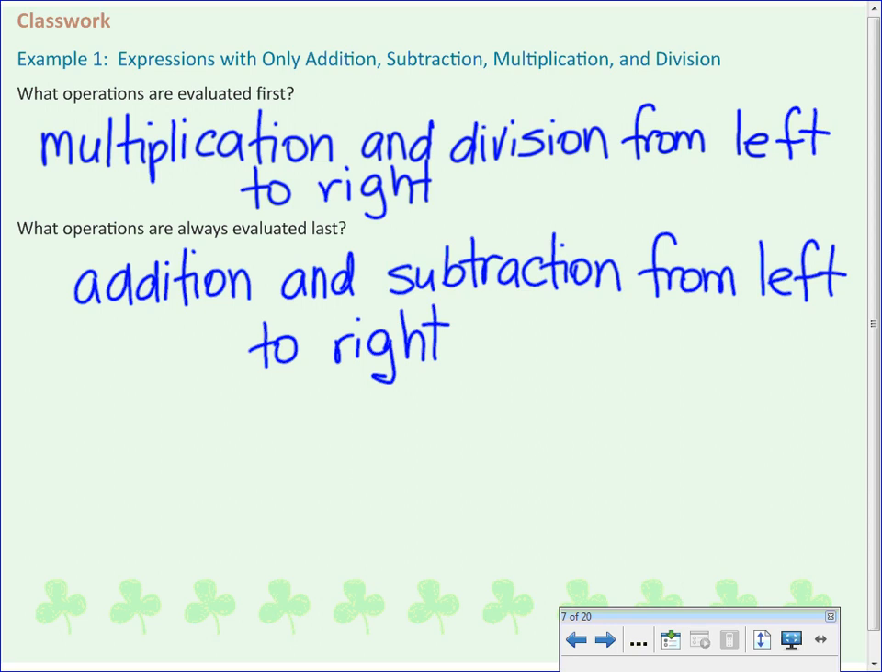Okay? So there are 3 examples. Go ahead and solve those. But please make sure you only do one operation per line. You have to show your work one step at a time. Yes? What about like the parentheses? Right now it says for addition, subtraction, multiplication, and division.